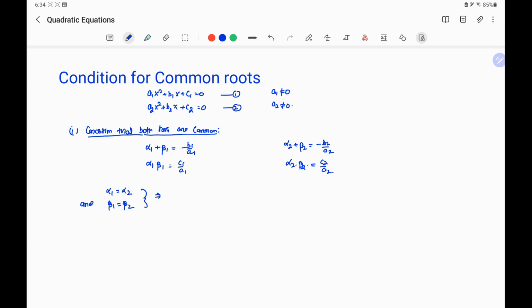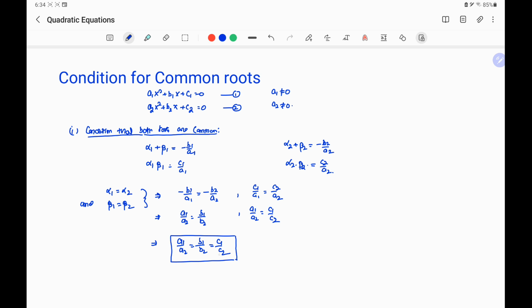This implies that the sum must be equal, that means minus b1 by a1 will be equal to minus b2 by a2. Similarly, the product must also be equal, that is c1 by a1 will be equal to c2 by a2. We can write these equations as a1 by a2 equal to b1 by b2, and another one as a1 by a2 equal to c1 by c2. So on combining, we will have a1 by a2 equal to b1 by b2 equal to c1 by c2. This is the condition for both roots common in the two quadratic equations.